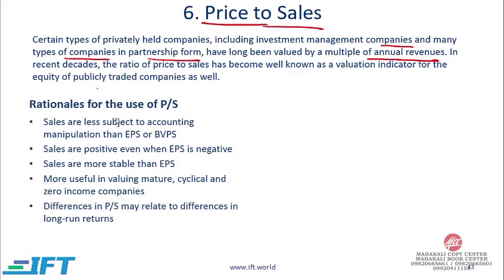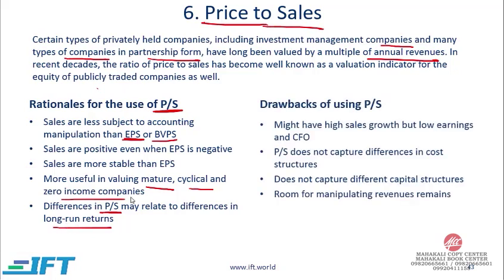What are the rationales for using price to sales? Sales are less subject to accounting manipulation than EPS or book value per share. Sales are positive even when EPS is negative. Sales are more stable than EPS. I'm not giving any explanation here because these items are fairly obvious. More useful in valuing mature, cyclical and zero income companies. And finally, differences in price to sales may relate to differences in long run returns. So all fairly straightforward. What are the drawbacks?